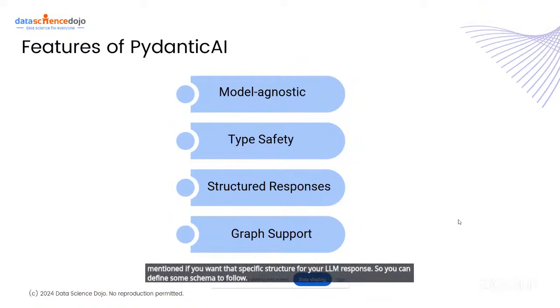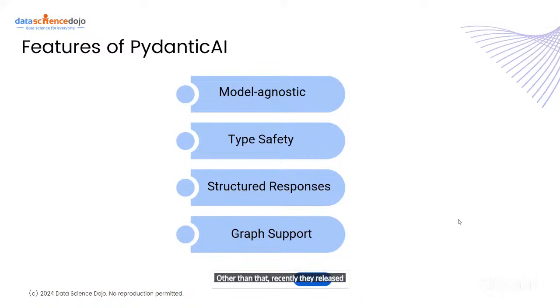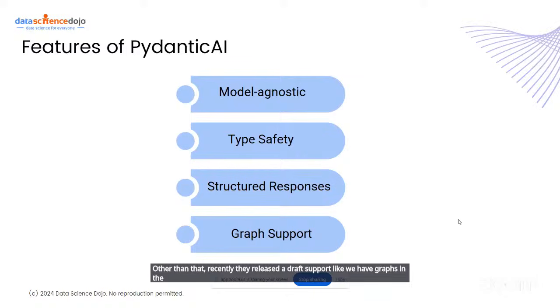Other than that, recently they released graph support. Like we have graphs in LangGraph, they have also given us support for graphs where you can define that graph structure, how it will be maintaining the state, and for the complete agent.